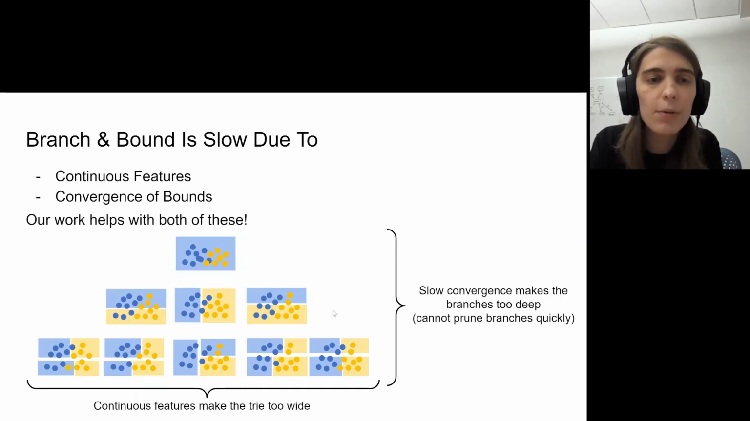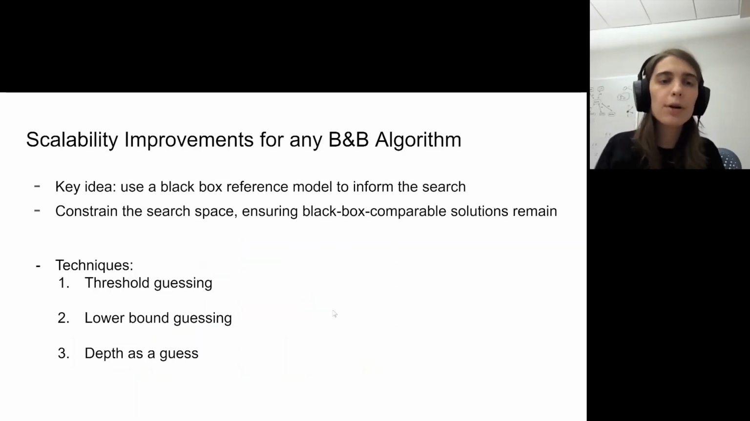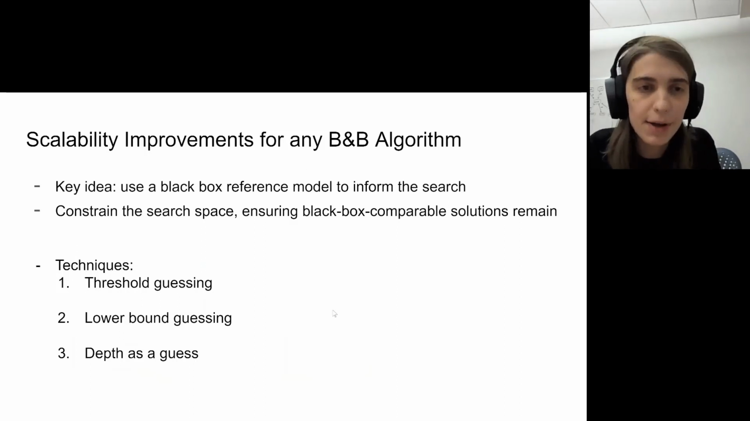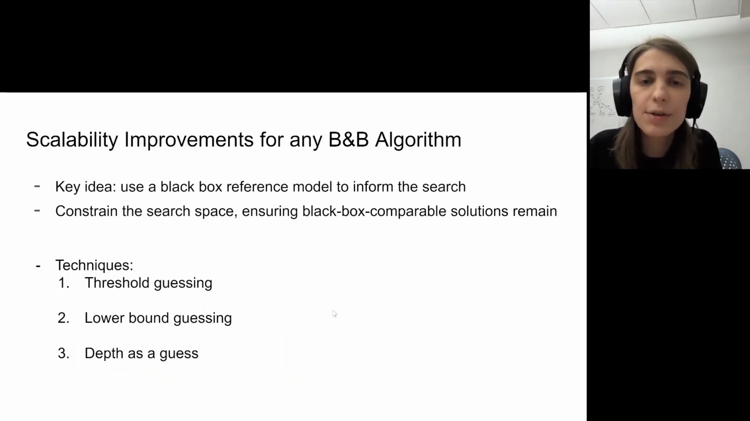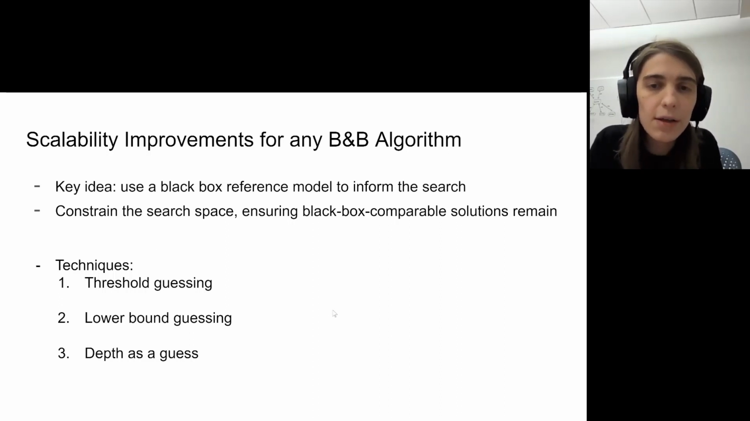Our work is built to help with both of these constraints that branch and bound runs into. So let's talk about our work. Our work is scalability improvements for any branch and bound algorithm. The key idea is to use a black box reference model to inform the search. So we pick some black box reference model where we want to beat or match its performance. Usually for this particular paper, we focused on tree ensembles, specifically gradient boosted decision trees. And we use those ensembles to constrain the search space, but we ensure that black box comparable solutions remain.